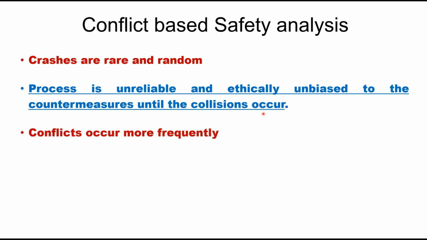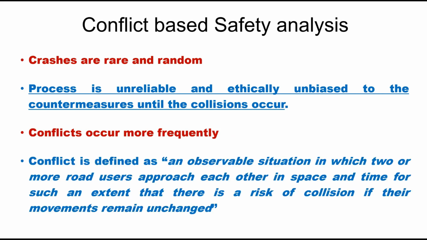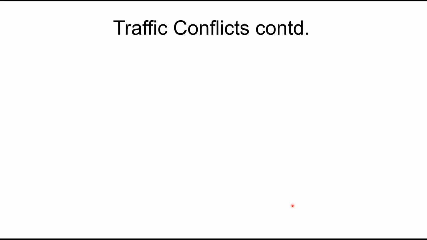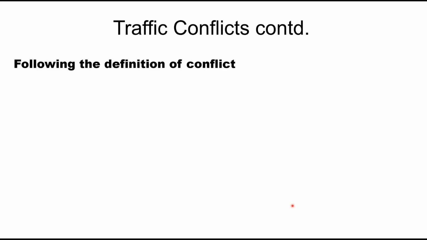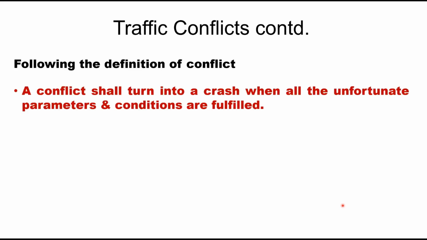Whereas conflicts occur more frequently, and a conflict is an observable situation in which two or more road users approach each other in space and time to such an extent that there is a risk of collision if their movements remain unchanged. Now, a conflict point represents a fixed location in space where crossing flow intersects with straight through flow at an intersection or in merging areas. And a conflict shall turn into a crash when all the unfortunate parameters and conditions are fulfilled.